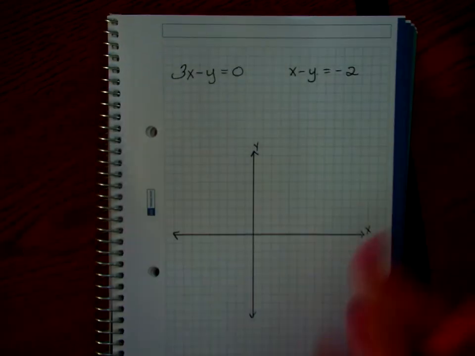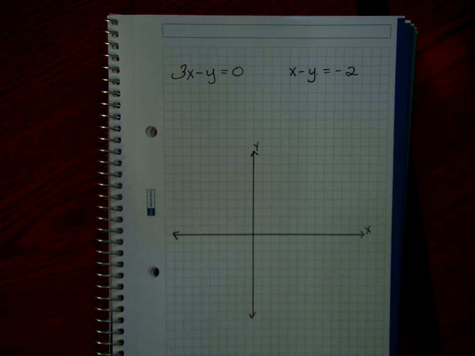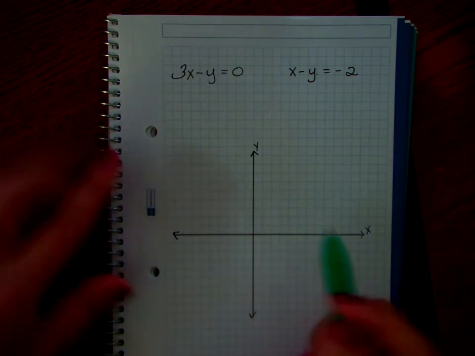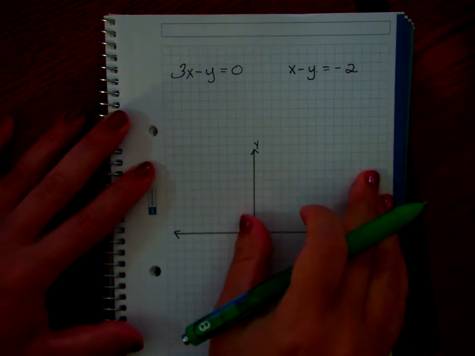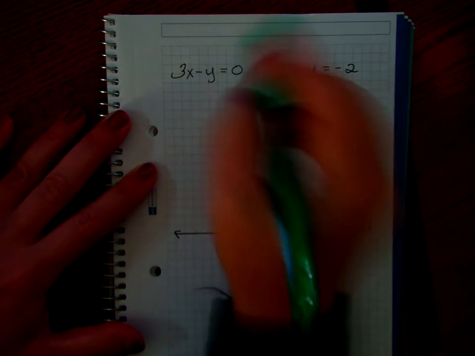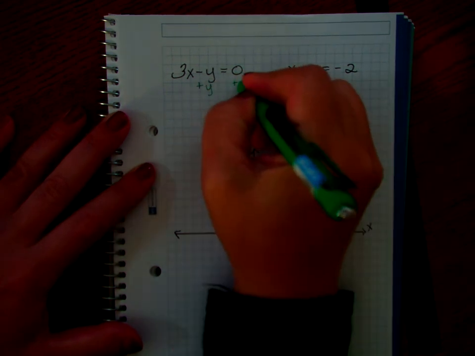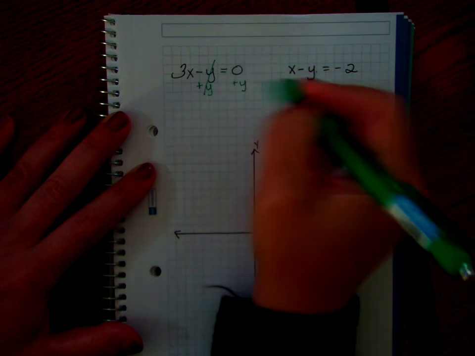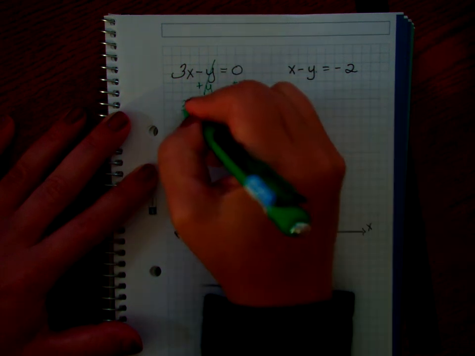All right, we're going to do another one. Again, our steps are the same. Our first step is to make sure that it's in y equals mx plus b form. Well, these are not. So that's our first step. We have to get it into y equals mx plus b form first. So I'm going to actually add this y to the other side. Cancels out. 0 doesn't change anything. So I have 3x equals y.